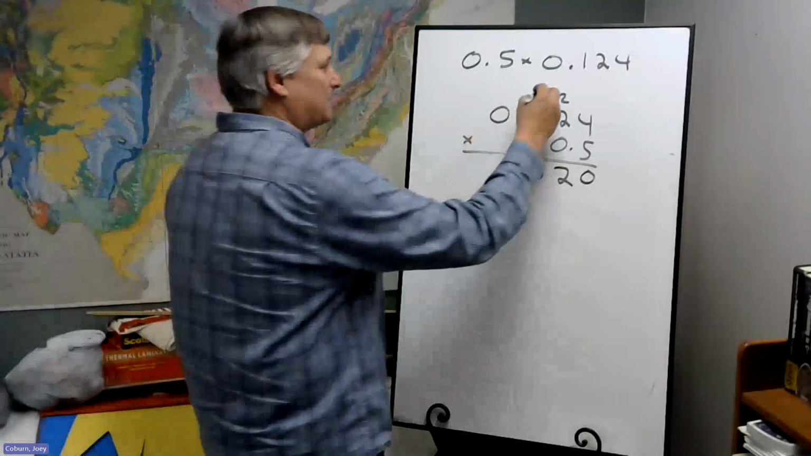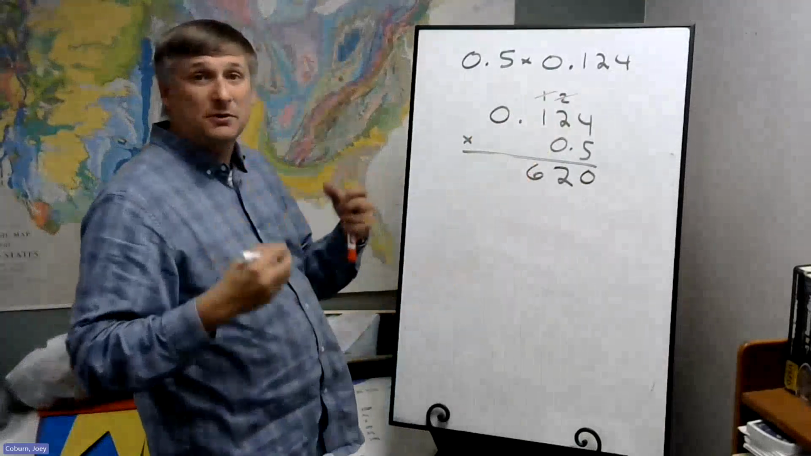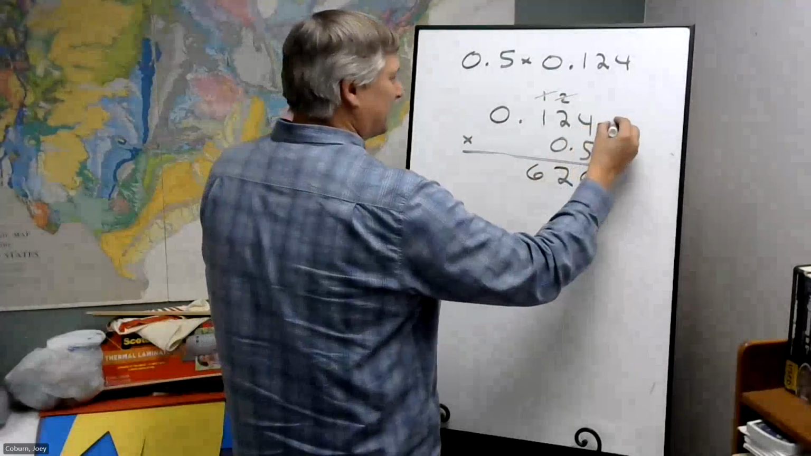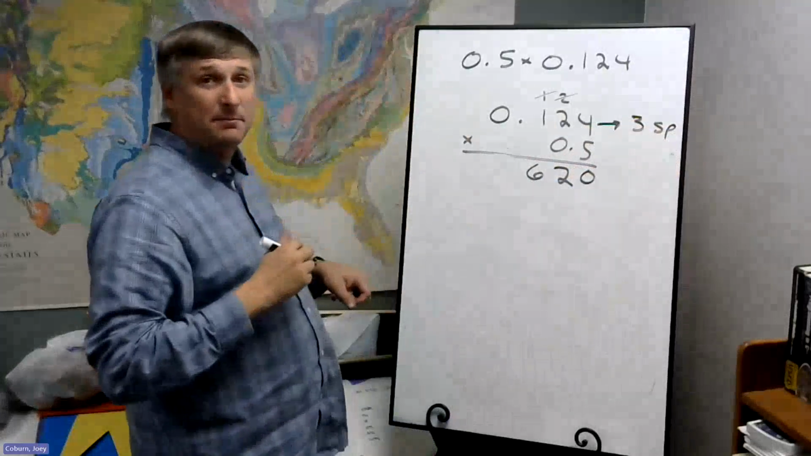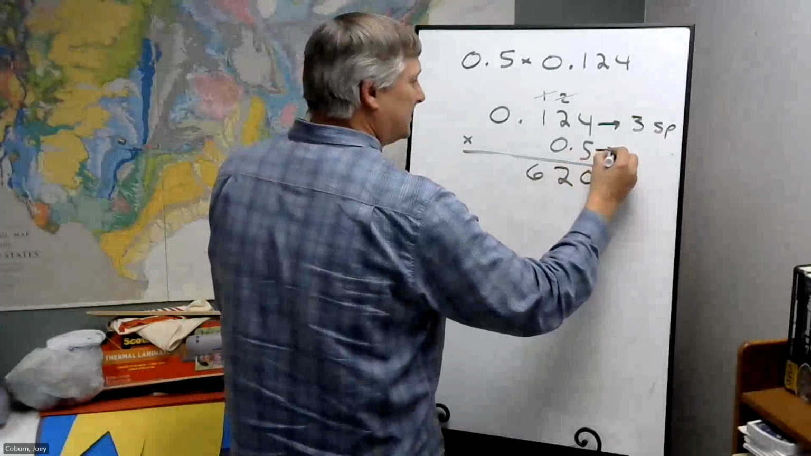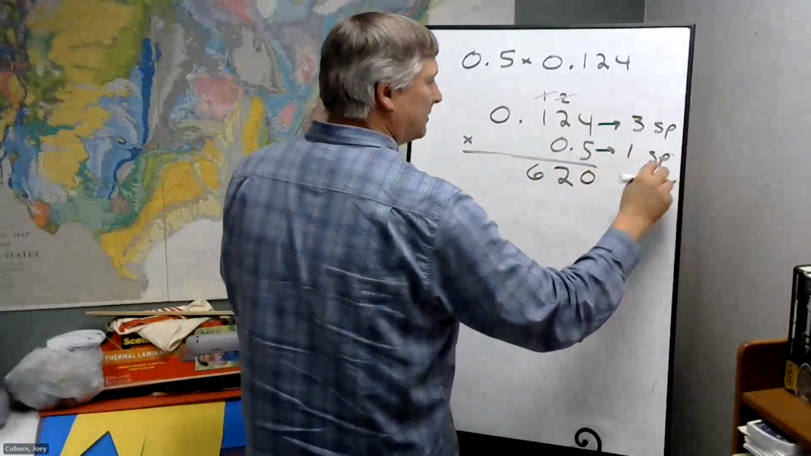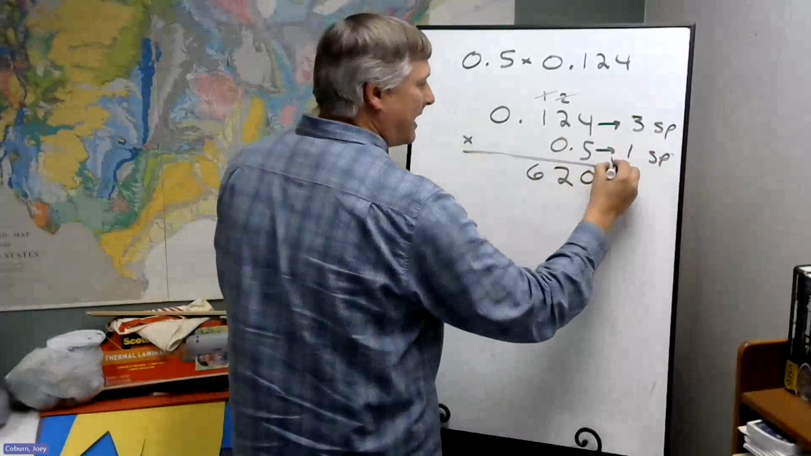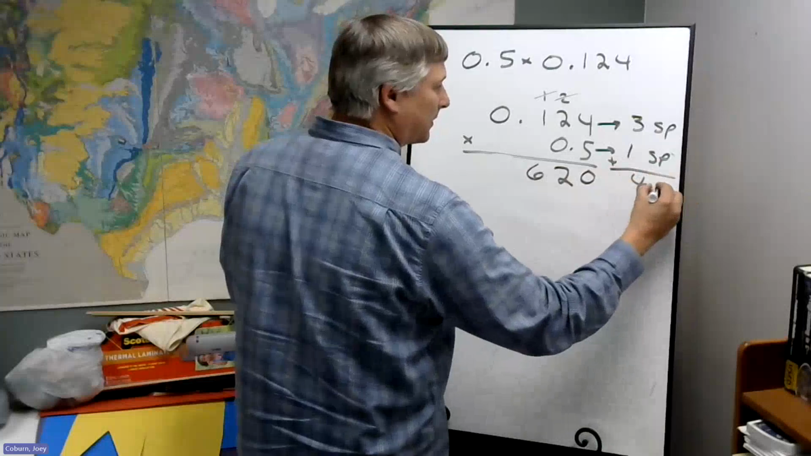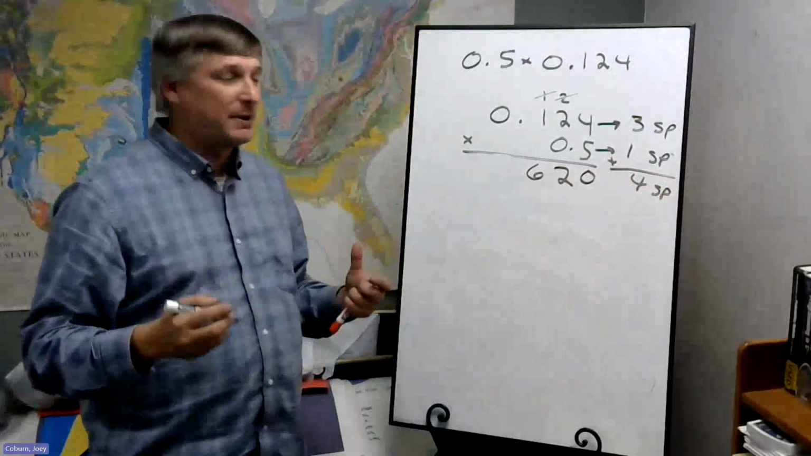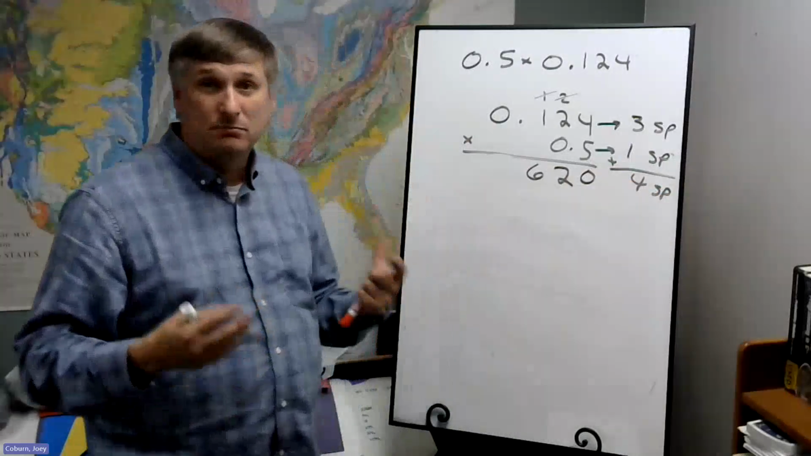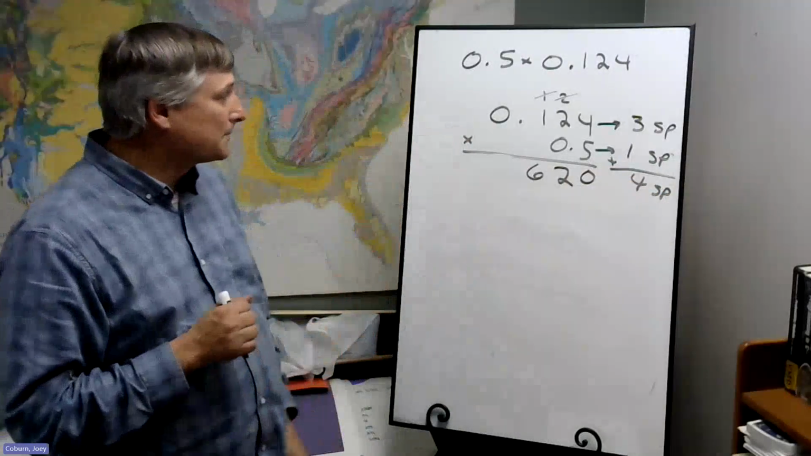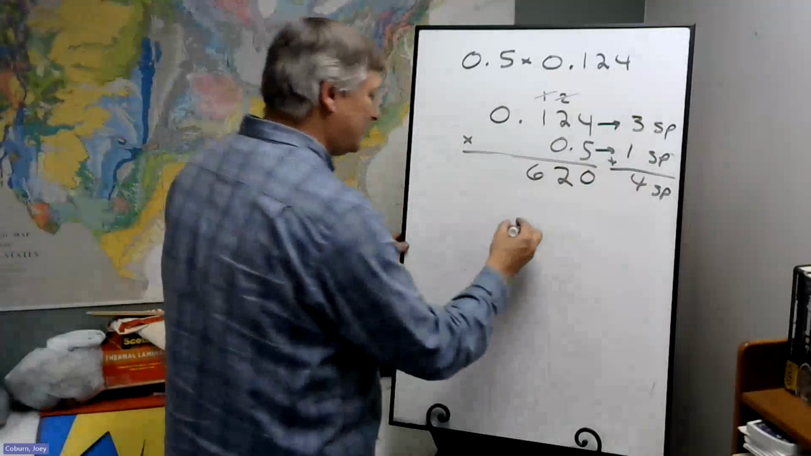Now the number of spaces, and I'll cross those out since we're done using them. This has 3 spaces, and I'm abbreviating space as SP. This has 1 space. Again, that's SP. If I add those two together, there's 4 decimal spaces if we combine the number of decimal spaces for these two decimal numbers.